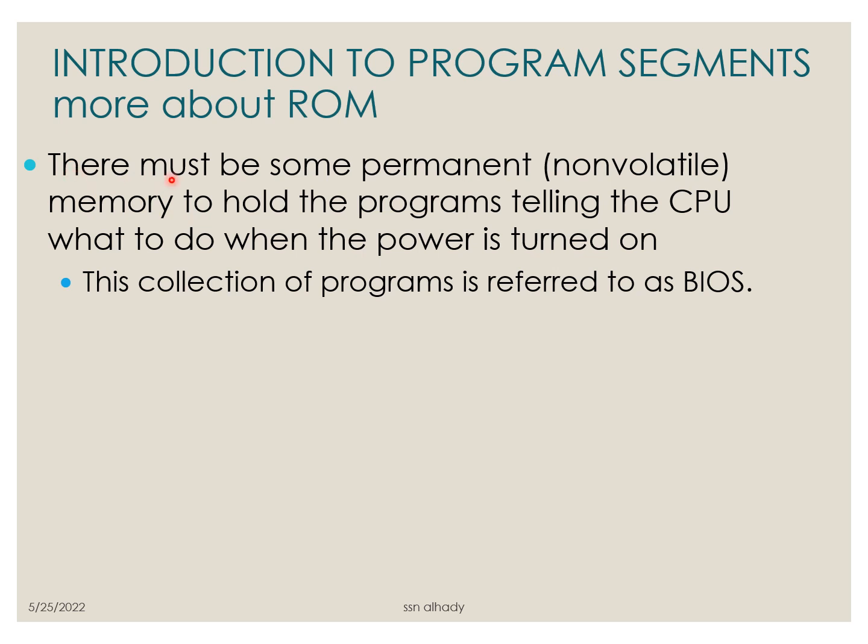There must be some permanent memory. What we mean by permanent is that we cannot write. It has already been written before, so we cannot write, we can only read it. A permanent non-volatile memory holds the program telling the CPU what to do when the power is turned on.